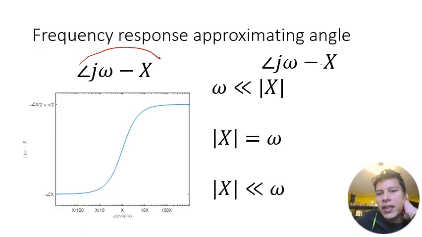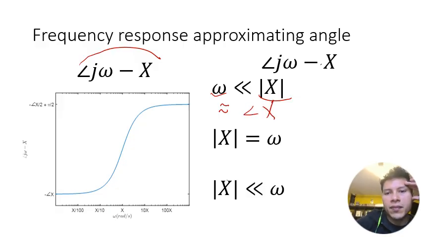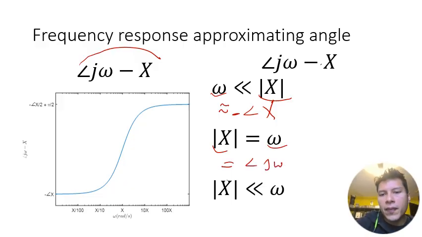So specifically, we're going to say that whenever omega is much smaller than x, we're going to approximate this as approximately equal to the angle of x, or negative the angle of x. And then when omega is equal to x, we're actually not going to approximate it. We're just going to evaluate the angle by evaluating the angle of the expression.